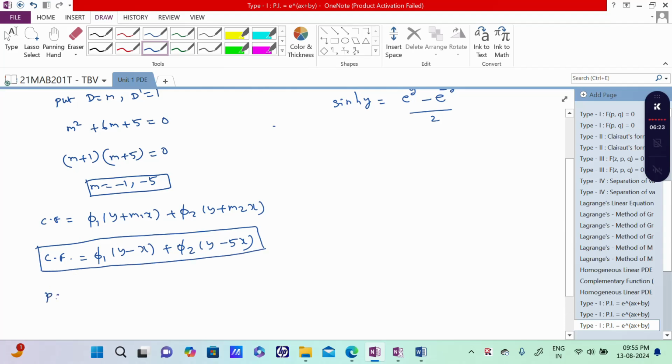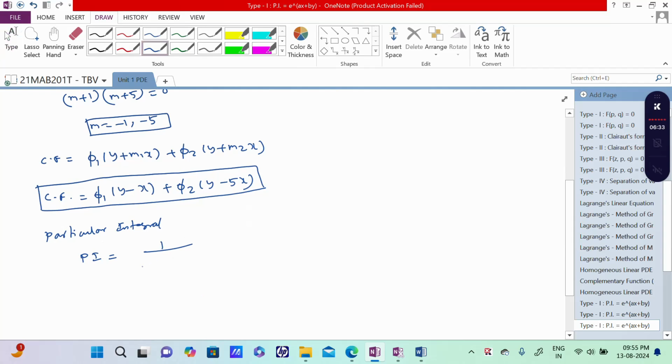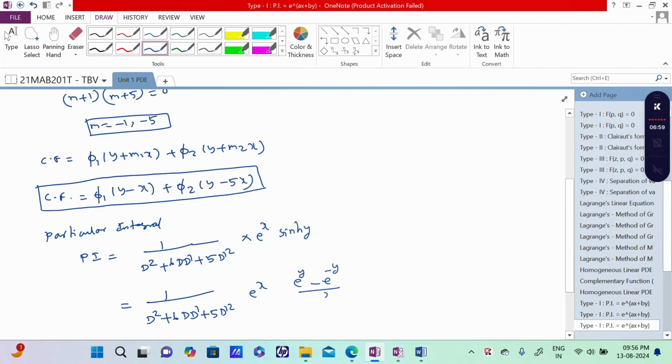And then the particular integral. Particular integral PI equals 1 divided by the left-hand side operator, that is D square plus 6D D dash plus 5D dash square, into the right-hand side e power x sin hy. Now, 1 divided by (D square plus 6D D dash plus 5D dash square) of e power x sin hy, where sin hy is (e power y minus e power minus y) by 2.